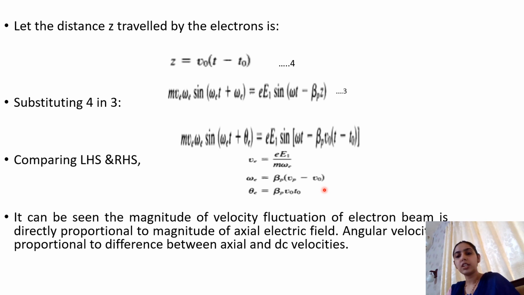So now we have understood the significance of slow wave structures and the amplification occurring in the traveling wave tube, and finally we have established that the fluctuation of the electron beam in the traveling wave tube is approximately proportional to the magnitude of the axial electric field.